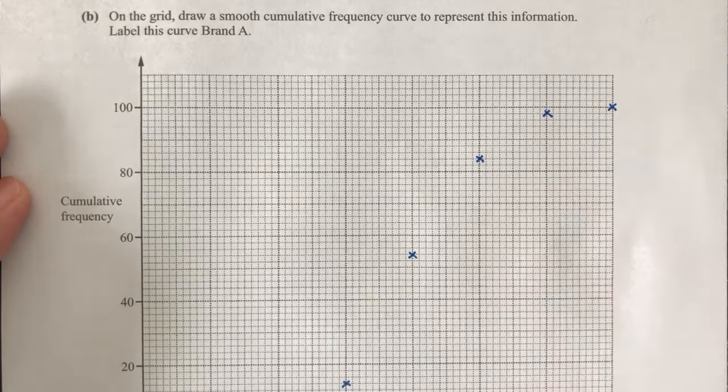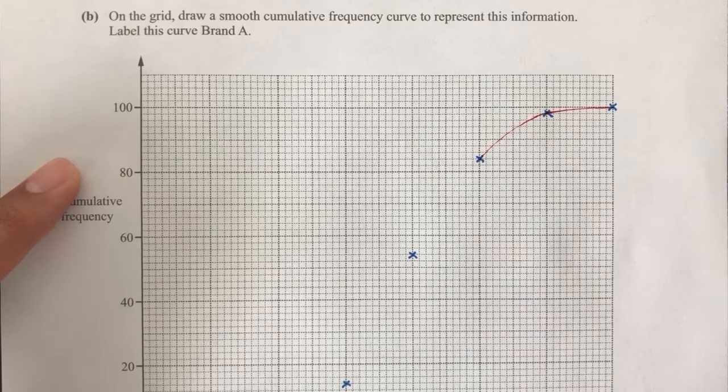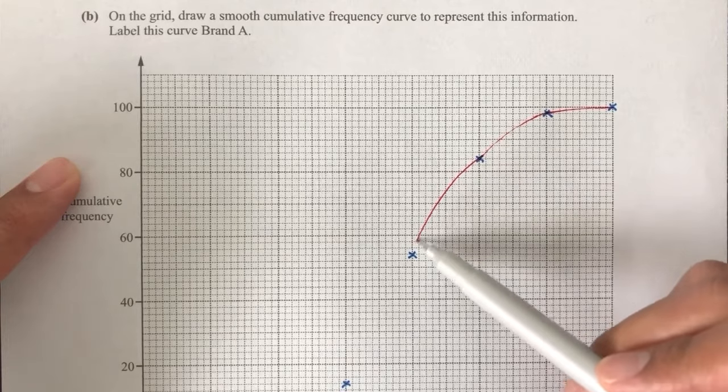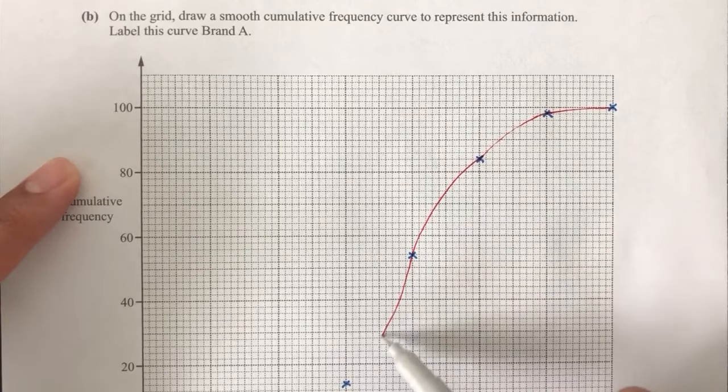So now let's join the curve as smoothly as we can to have the brand A curve. So let's do that. This will be like this. Have to make it smooth, so that will be more like this, and this will be more like this. Okay, that is my curve for brand A. Label brand A. So that is part B done.